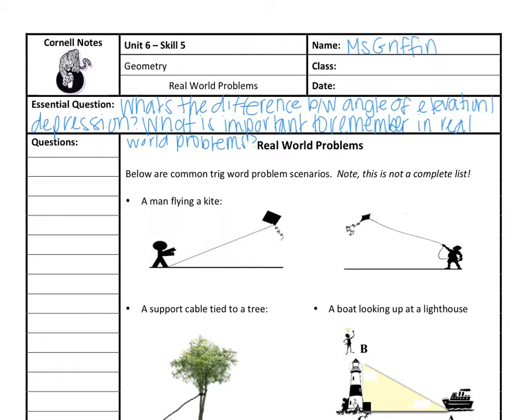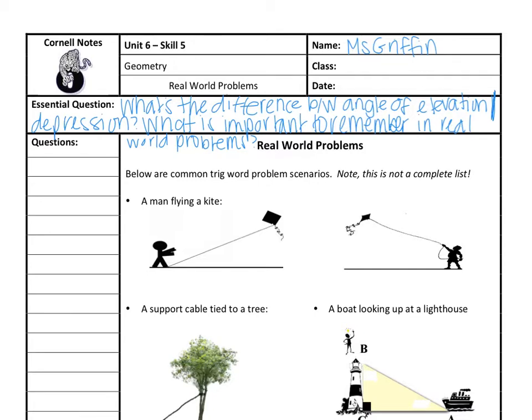Your essential question's kind of long, so if you need to pause the video while you write it down, please do. Otherwise, just write as you hear me talk. What's the difference between an angle of elevation / depression, yes, this is supposed to be like a backslash, and what is important to remember in real-world problems? So that's our focus today, real-world problems.